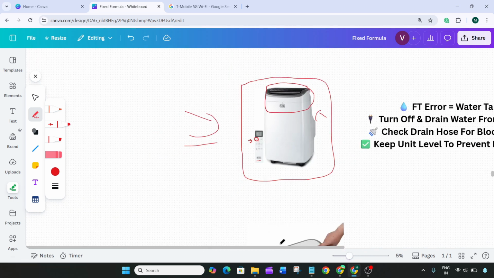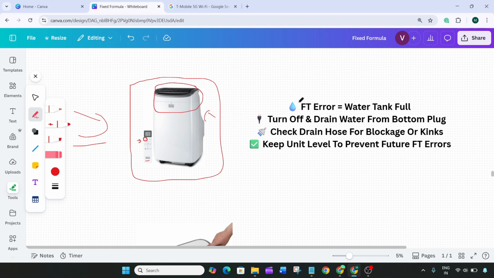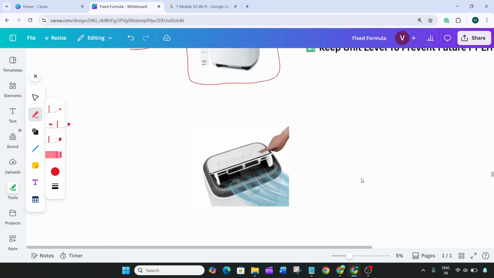To fix it, first turn off and unplug the unit for safety. Locate the drain plug or cap at the back or bottom of the air conditioner and carefully drain the collected water into a container. After emptying it, securely close the drain cap and restart the unit.